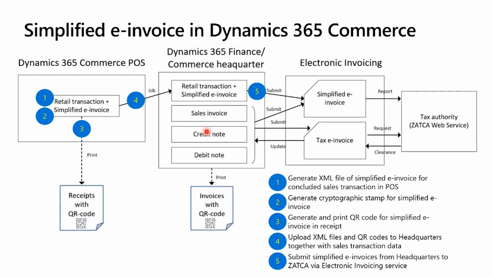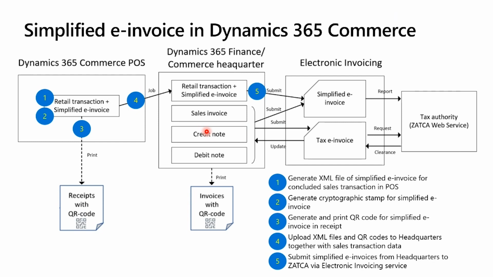So in contrast to that, in the case of Dynamics 365 Commerce, as I said, we need to generate a simplified e-invoice immediately upon completing the sales transactions in POS. So due to this, we generate the e-invoice, the XML file of a simplified e-invoice, on the commerce channel side immediately after concluding the retail sales transactions in POS, right? So we also generate a QR code for this, and we print this QR code in the receipt that is printed for the sales transaction in POS, right?